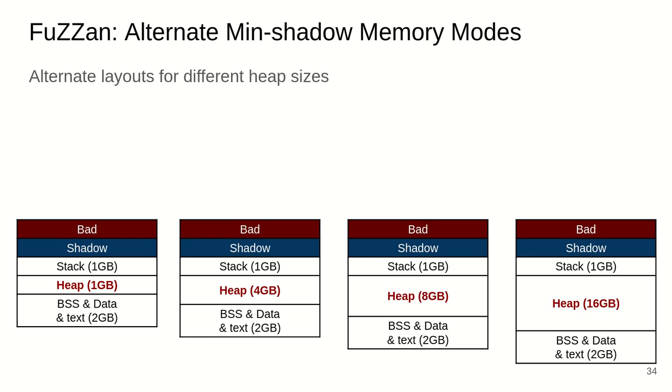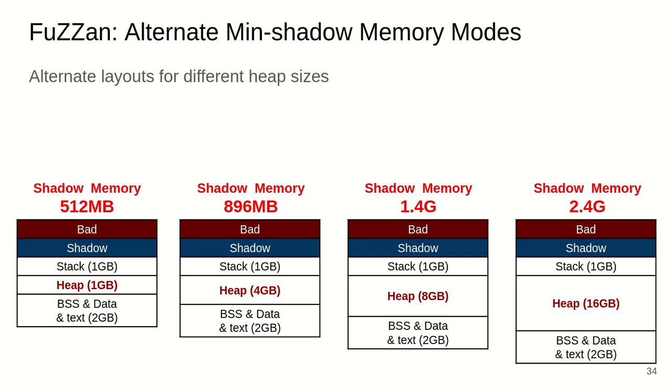We don't have just one memory mode, but we actually have alternate layouts for different heap sizes. So we've got the small heap with 1 gigabyte of storage, the medium-sized heaps with 4 or 8 gigabytes of storage, and the large heap with 16 gigabytes of storage. This results in between 512 megabytes of shadow memory and 2.4 gigabytes of shadow memory, giving us quite a bit of options between the different targets.